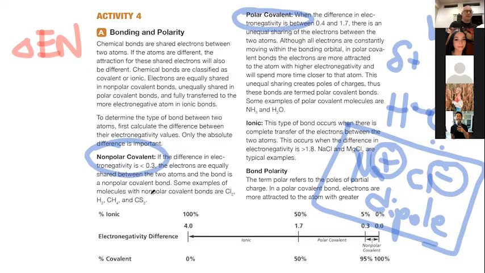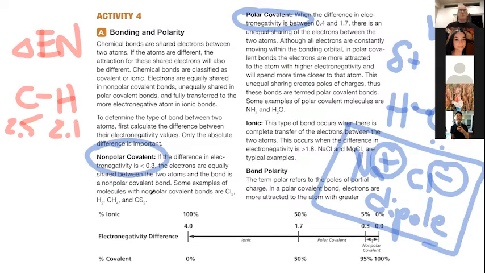So if I have a carbon-hydrogen bond, carbon has an electronegativity around 2.5. Hydrogen has an electronegativity around 2.1. So that's not very polar at all. That's barely polar. That's about as non-polar as you can get without it being completely non-polar.